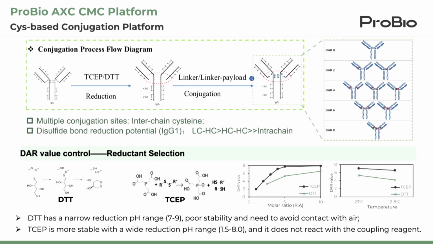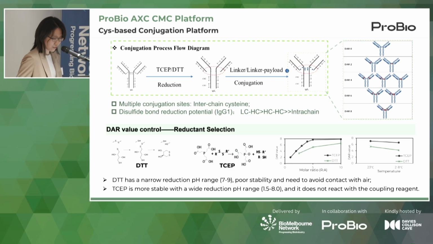There are a couple of key considerations in the cysteine-based conjugation process, starting first with the selection of reductant. Normally we prefer to use a strong reductant, and compared with DTT, TCEP is more stable over a wide range of pH conditions and environments, and therefore ends up with higher reaction efficiency and does not react with the coupling reagent, and therefore is selected as the platform reductant.